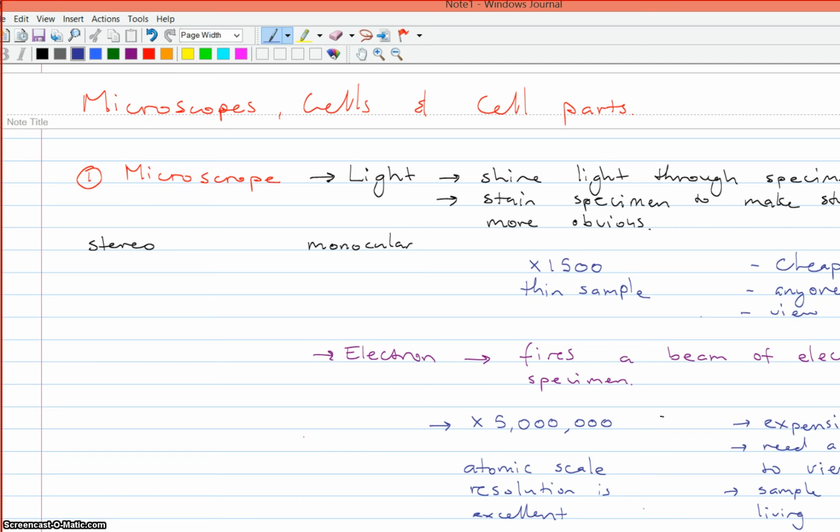Okay, so these are the two different types of microscopes we have. We have light microscopes and we have electron microscopes. So be aware of what the advantages and disadvantages of both are.